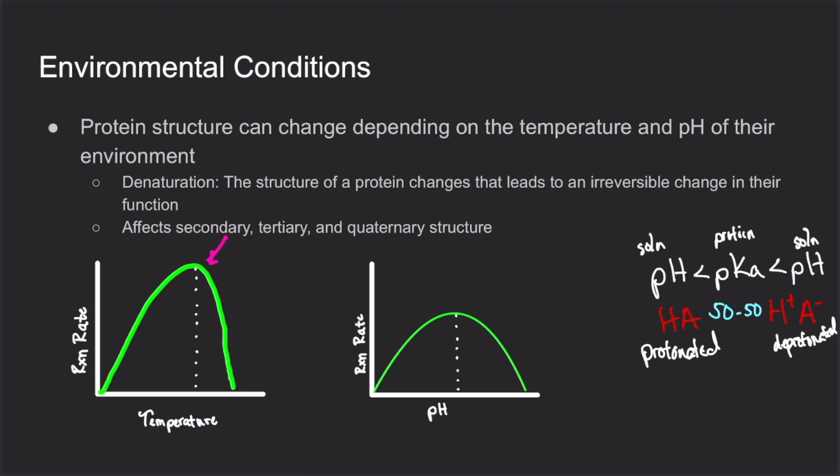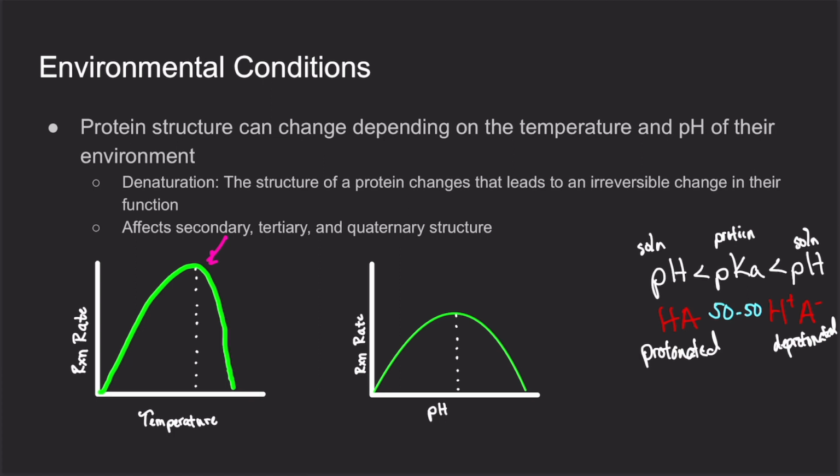I think they might be able to be, in some instances, reversed. But in all of my notes, it says an irreversible change in function if you denature it, so I'd be wary of that. This will affect the secondary, the tertiary, and the quaternary structure, because they all have to do with the bonds keeping that 3D structure together.